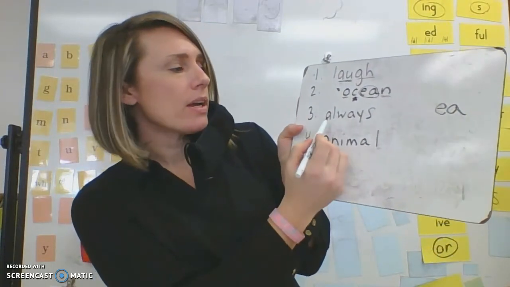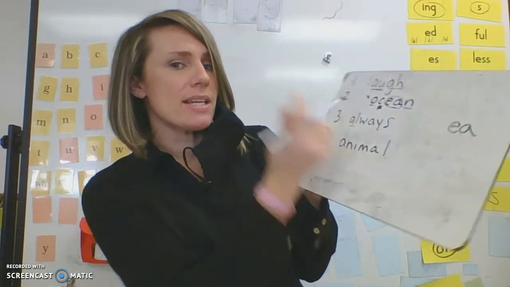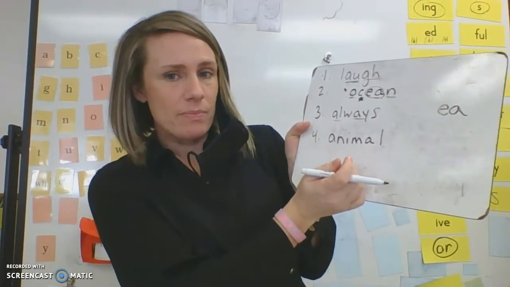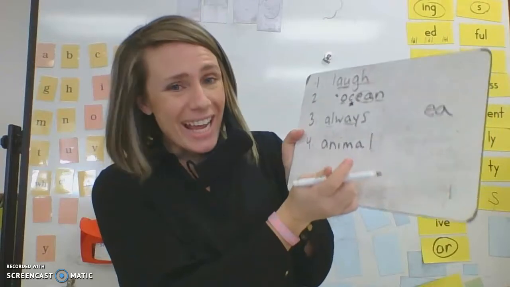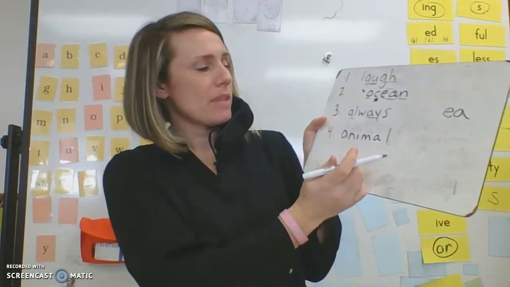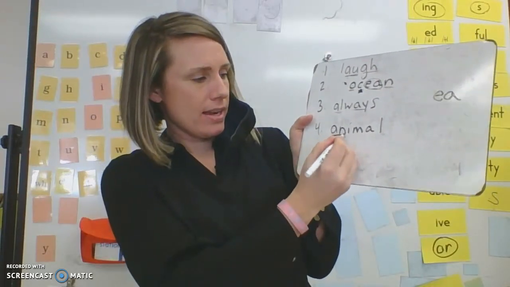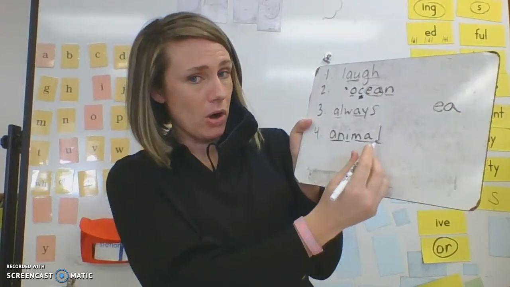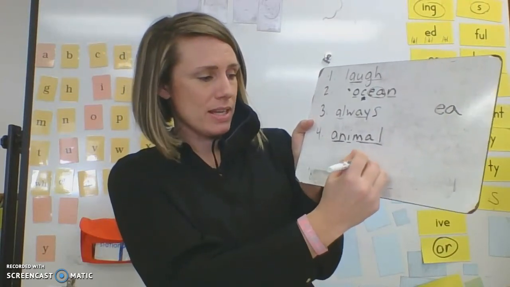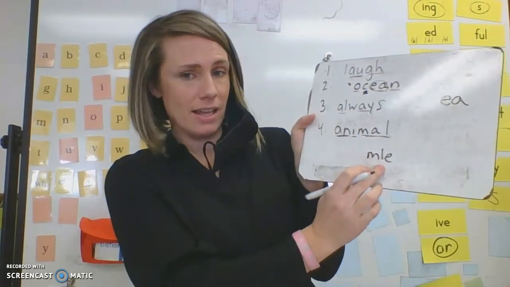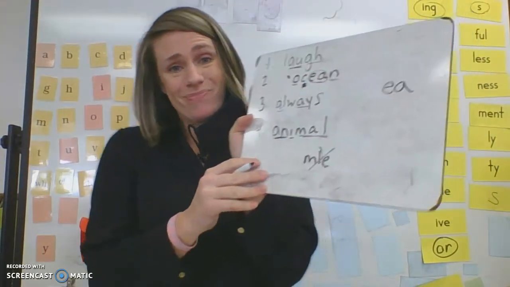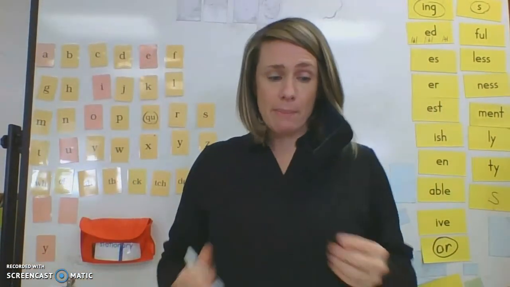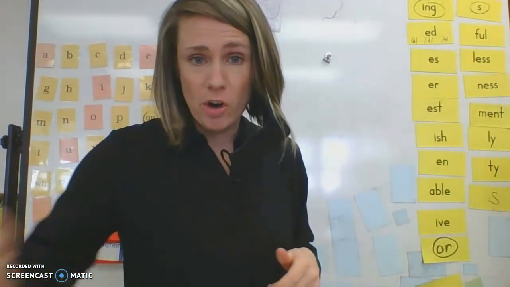Always, how'd you do on that one? Normally all has two L's, but it doesn't. And then ways, we usually know by now that AW says A, or AY says A, like in day, say, play. And how about animal? An, I, mole. A lot of times we don't pronounce it mole, animal. We pronounce it animal, and it sounds like a consonant LE, but it's not. That's what makes it a little tricky.